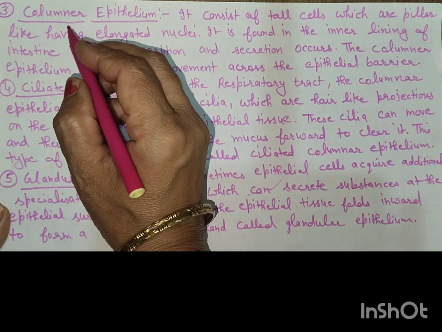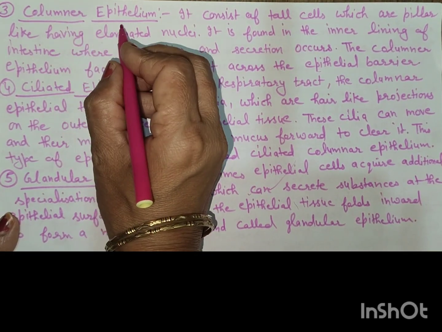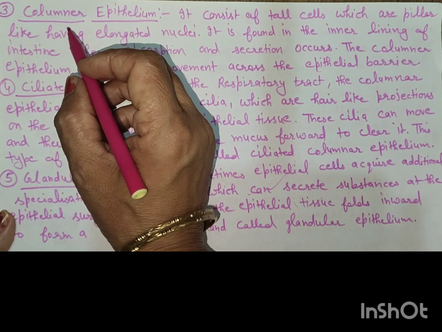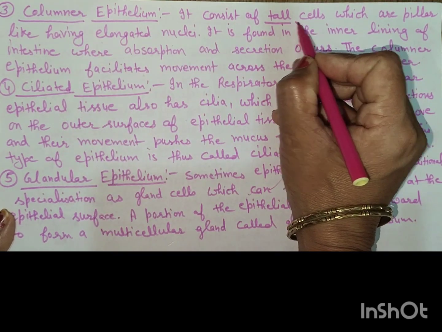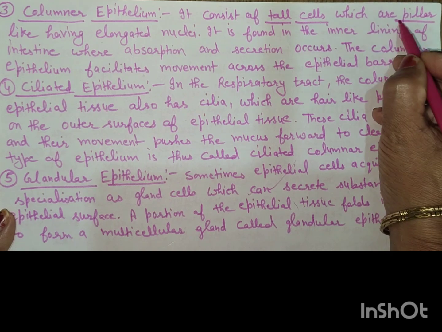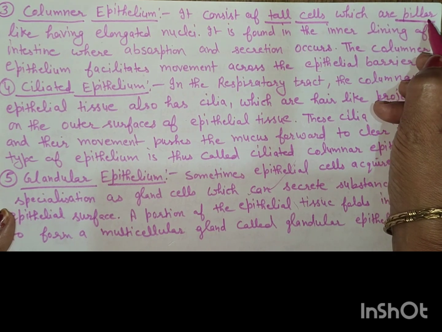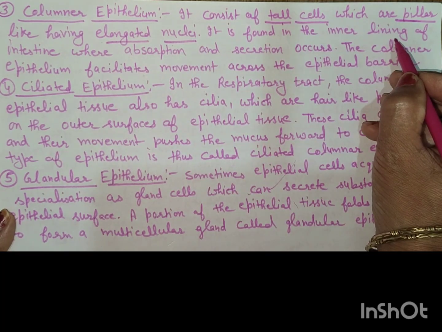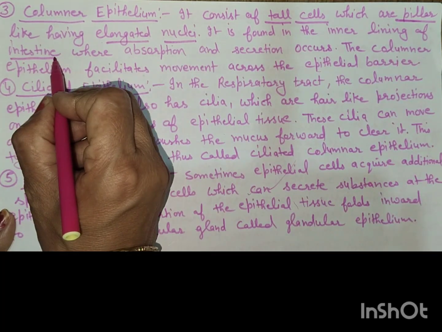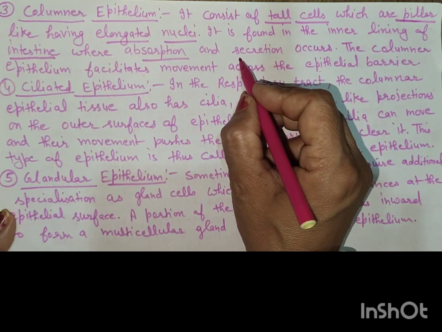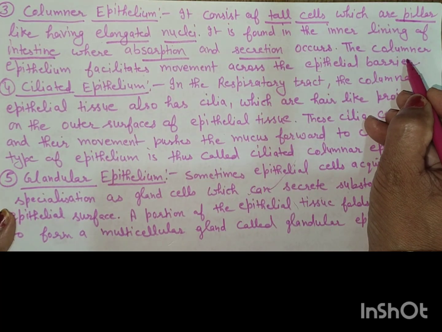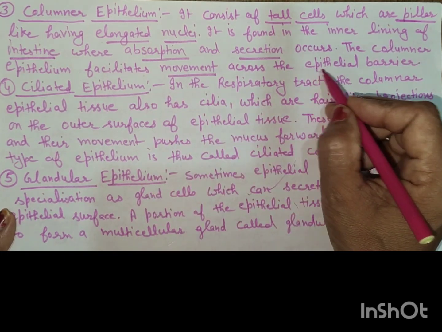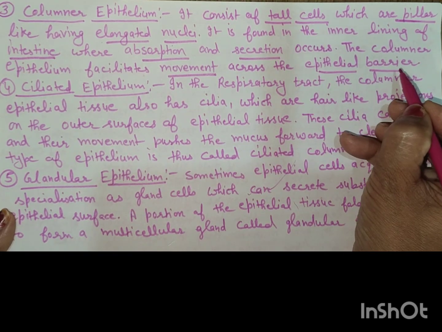The third type of epithelial tissue is columnar epithelium. Columnar means column-like, long or tall cells. It consists of tall, pillar-like cells having elongated nuclei. It is found in the inner lining of the intestine, where absorption and secretion occur. The columnar epithelium helps in movement across the epithelial barrier.